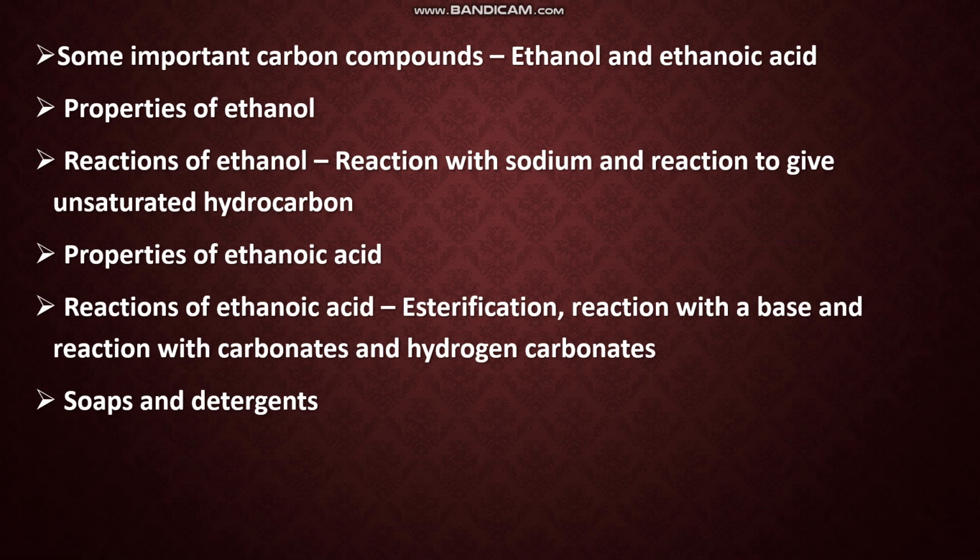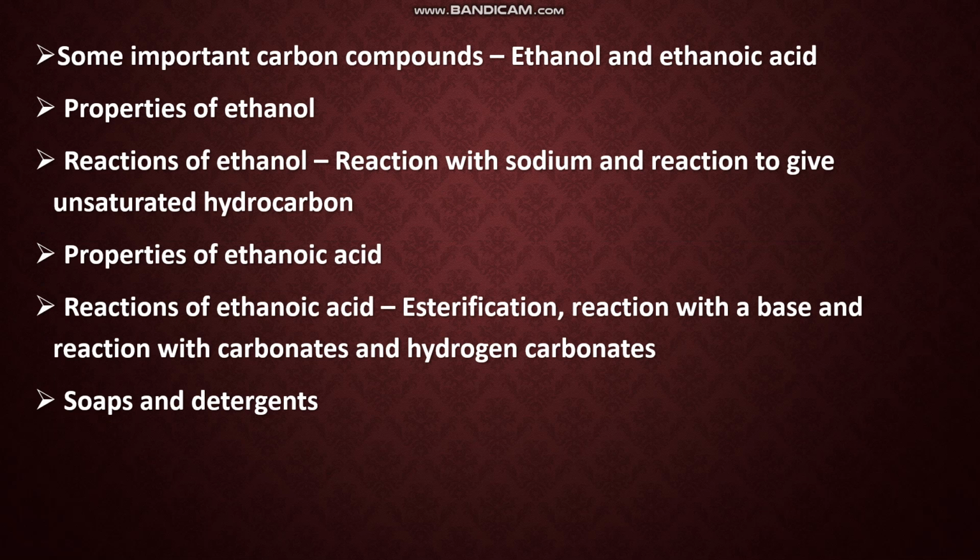Next we learn some important carbon compounds in this lesson, ethanol and ethanoic acid. We learn the properties of ethanol. We learn two reactions for ethanol: how it reacts with sodium and how it reacts to give an unsaturated hydrocarbon. When it reacts with sodium, we are getting two products, sodium ethoxide and hydrogen gas. And when it reacts with concentrated sulfuric acid, we are getting ethene, an unsaturated hydrocarbon. Here, what is the role of concentrated sulfuric acid? It is acting as a dehydrating agent, removing water from the alcohol.